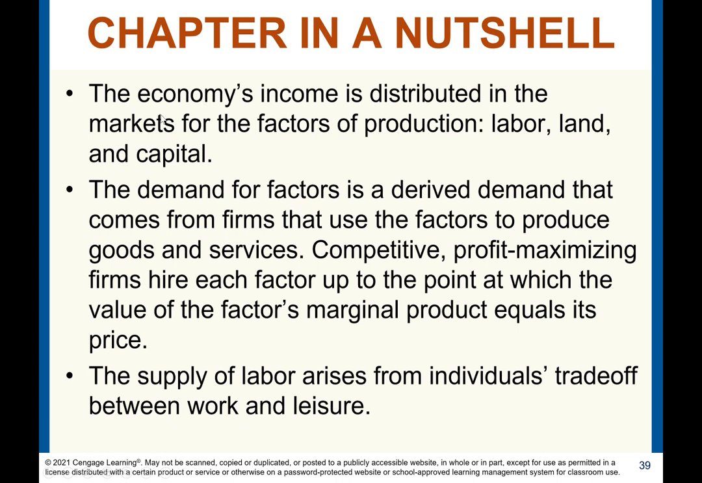Chapter in a nutshell. The economy's income is distributed in the market for the factors of production: labor, land, and capital. The demand for factors is a derived demand that comes from firms that use the factors to produce goods and services. Competitive, profit-maximizing firms hire each factor up to the point at which the value of the factor's marginal product equals its price. The supply of labor arises from individuals' trade-off between work and leisure.